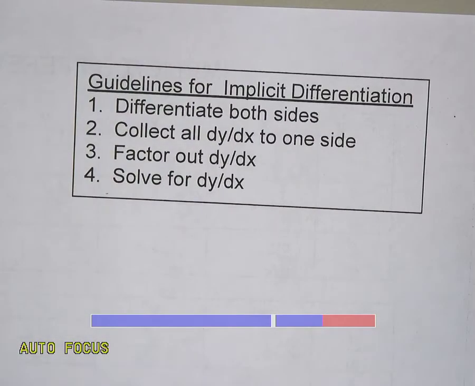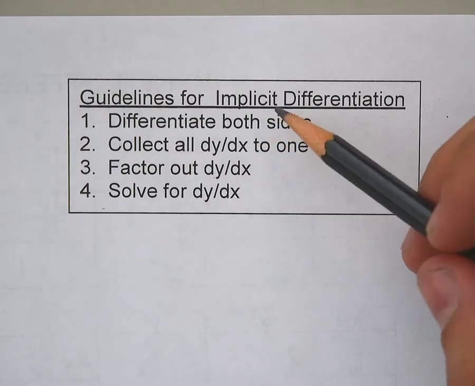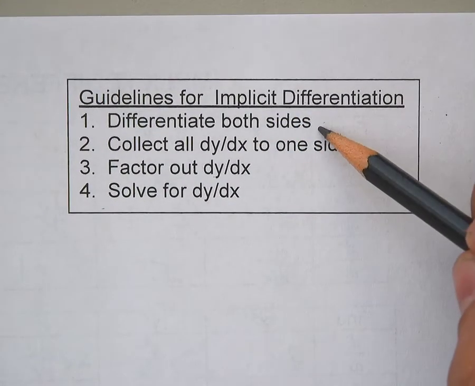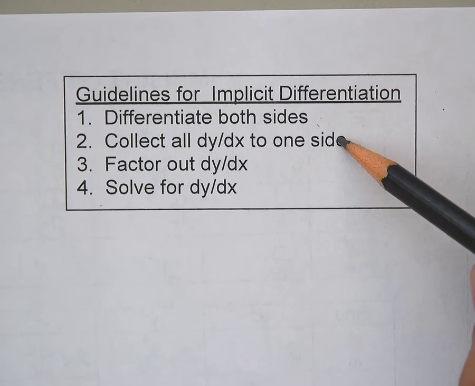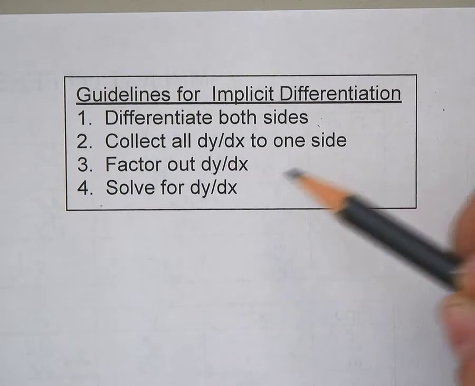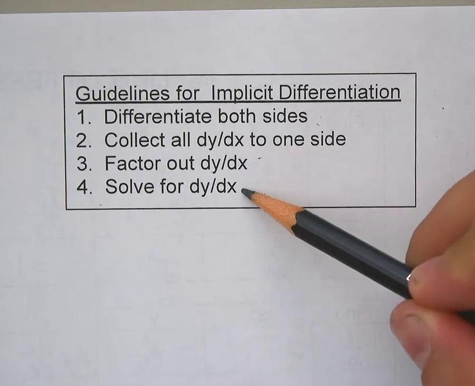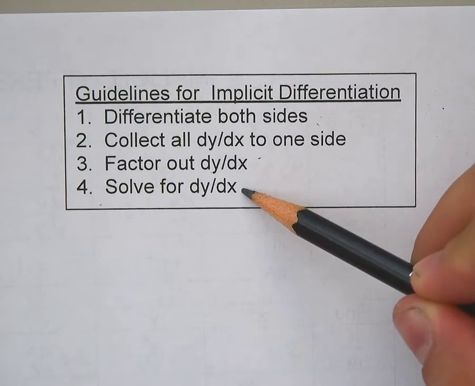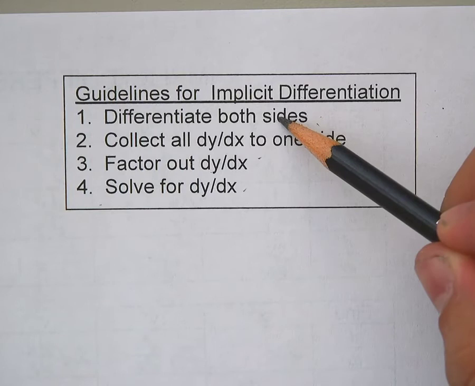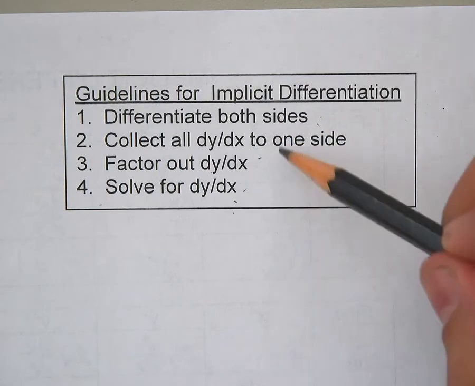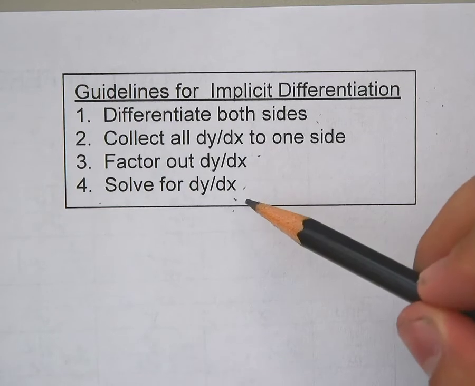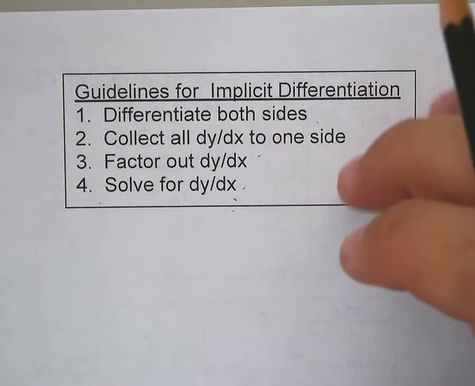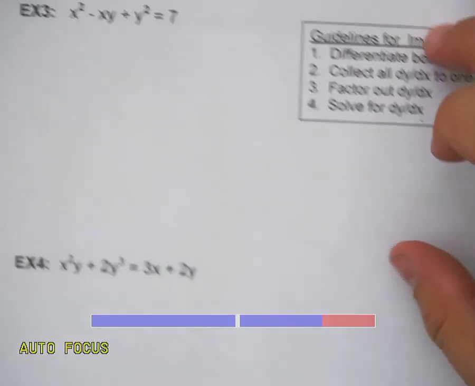So let's take a look at some of these guidelines here. This is guidelines for implicit differentiation. First, we're going to differentiate both sides, left and right. We're going to collect all of our dy dx's to one side, factor out dy dx, and solve. So basically, once you differentiate, solve for dy dx. And the second and third steps are kind of implied with number 4. Okay? So let's try a couple of these and see what happens.